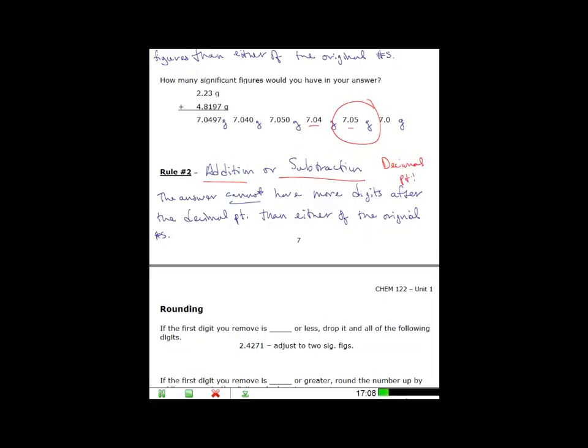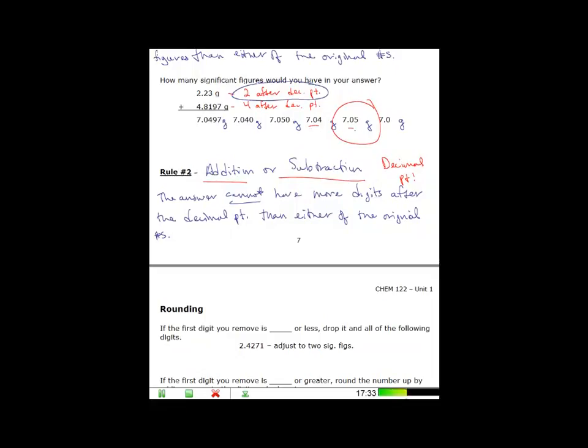So if you look, we have 2 after the decimal point here, and then we have 4 after the decimal point here. So our answer cannot have more than 2 after the decimal point. That's how we came up with 7.04 or 7.05.